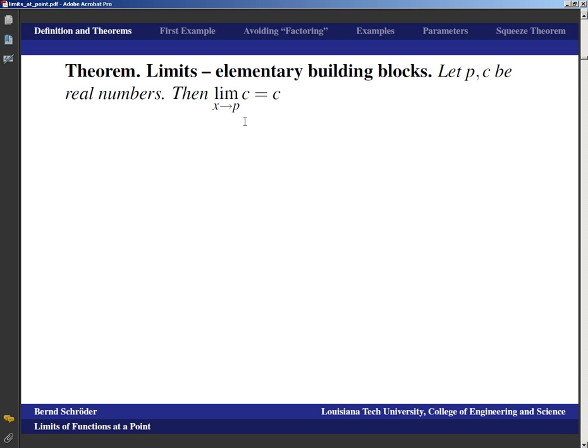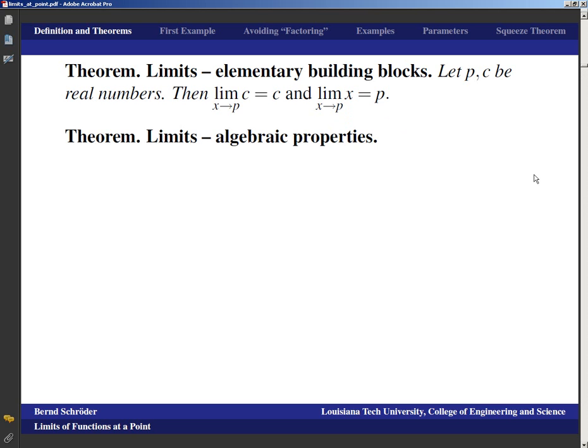Well, as x gets close to p, where does c go to? Well, c is a constant. It's a horizontal line, so it's already there. The limit is c. Well, duh. And the limit as x approaches p of x is p. That sounds like one of those silly questions that is just too easy to answer. What does x approach as x approaches p? Well, it approaches p, of course.